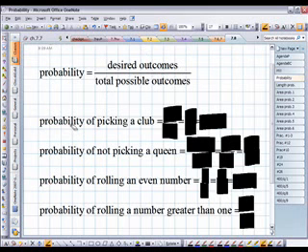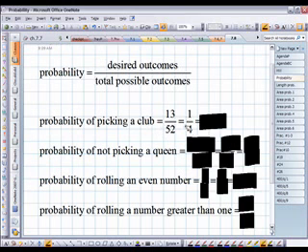So if you want to find the probability of picking a club out of a standard deck of cards, there are 52 cards total, so that's all the possible outcomes, and the desired outcomes are the clubs, and there's 13 of those, so your probability would be 13 over 52, or a quarter, or 25%.